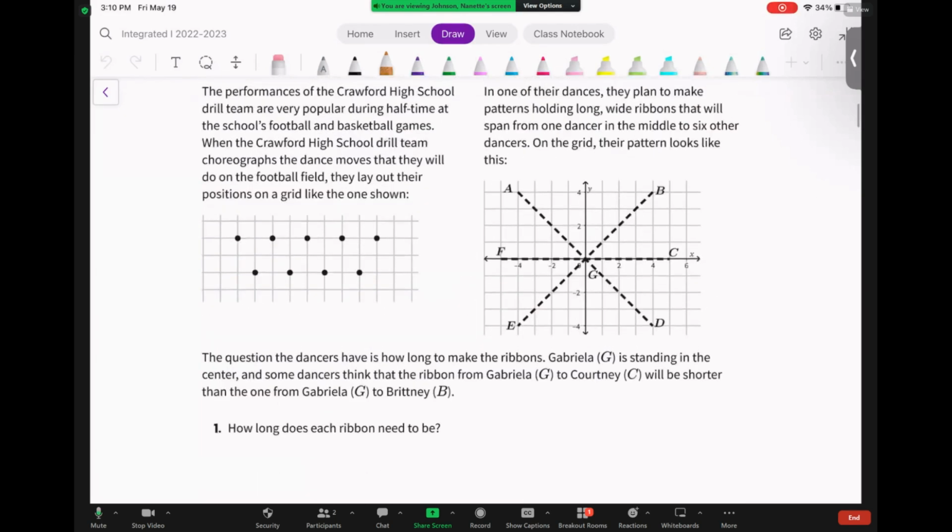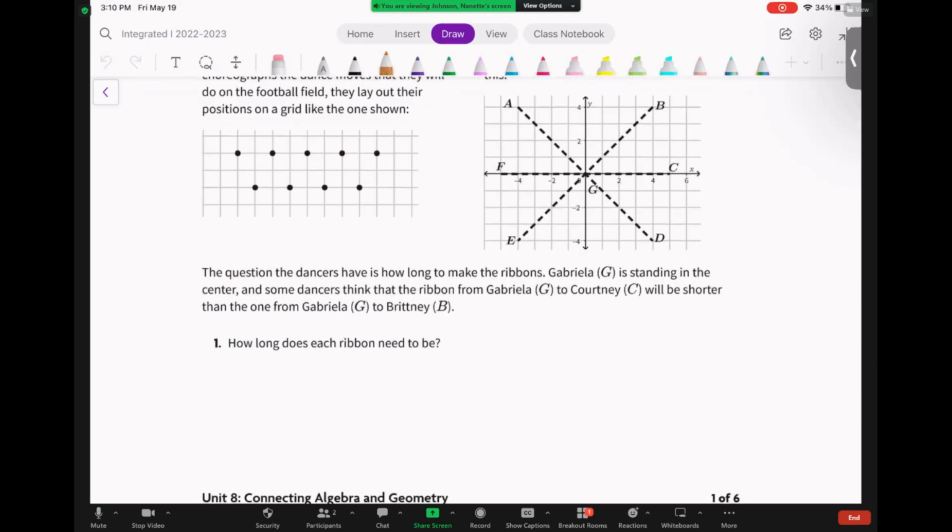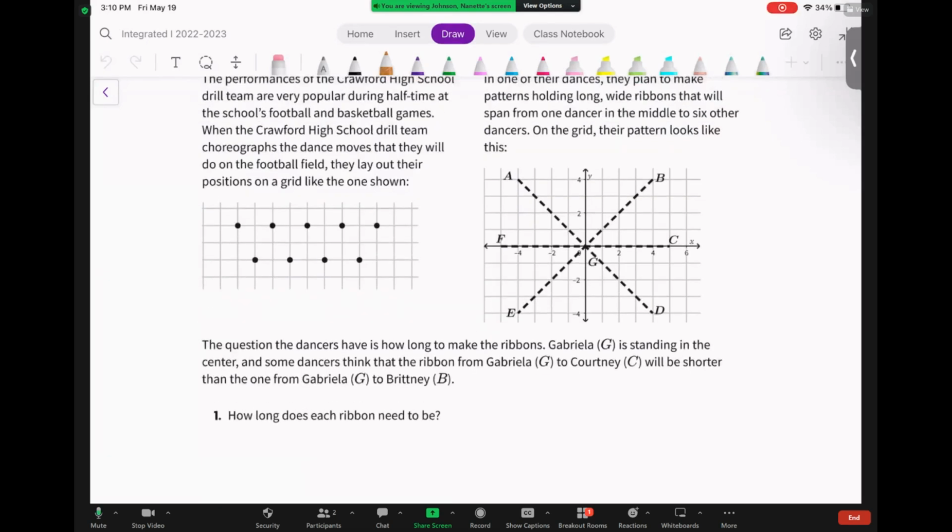Gabriella G is standing in the center, and some of the dancers think that the ribbon from Gabriella to Courtney will be shorter than the one from Gabriella to Brittany. How long does each ribbon need to be? Okay, so first of all, how long is each one going to be? That's the question that we're going to go after.